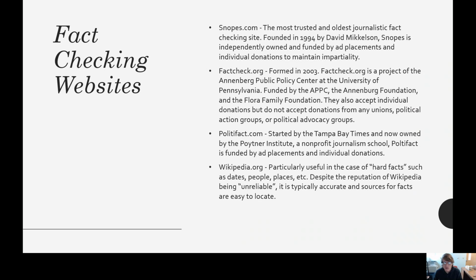And I added one at the bottom that I know some people are probably surprised by, but Wikipedia. I think it's particularly useful in finding quick, hard facts. For example, dates, people, places, things like that are almost always accurate on Wikipedia. Most facts on Wikipedia are well sourced. You can usually find them fairly easy on the bottom in the footnotes. And while I'm not going to go to Wikipedia for analysis, for a quick fact check, it's really very efficient.